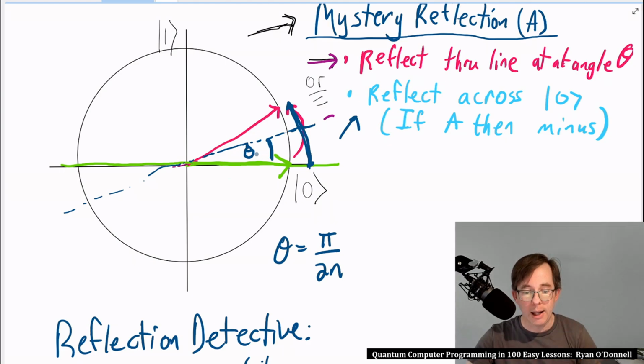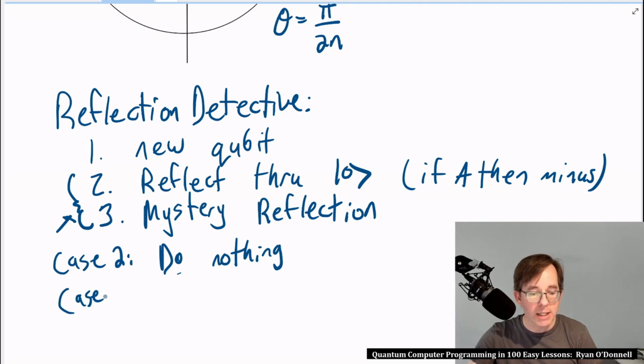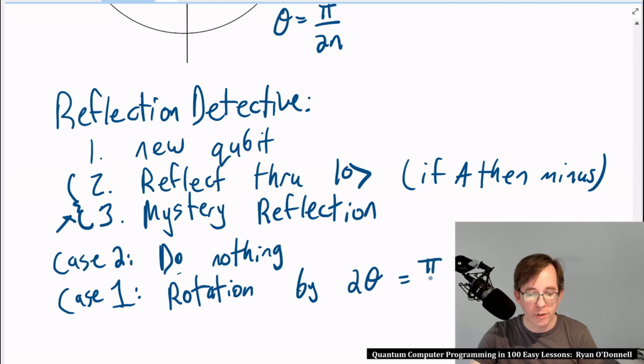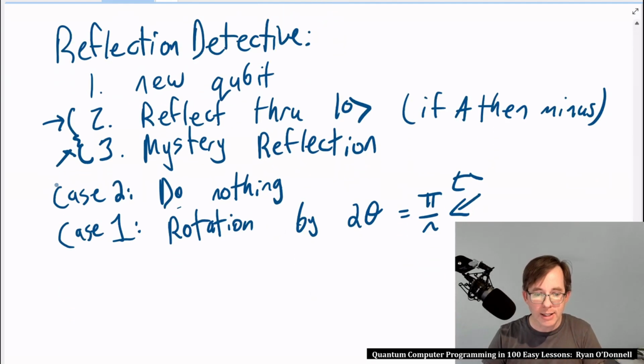So if you do these two reflections together in case 1, the composite operation is rotation by 2 theta, which is this pi over n. Okay, and the good news here is this is precisely the situation we were in before. We now have transformed this by inserting our own reflection. We've transformed the mystery reflection into a mystery rotation, which is either rotation by 0 or rotation by pi over n. Okay, and so we know exactly how to handle this.